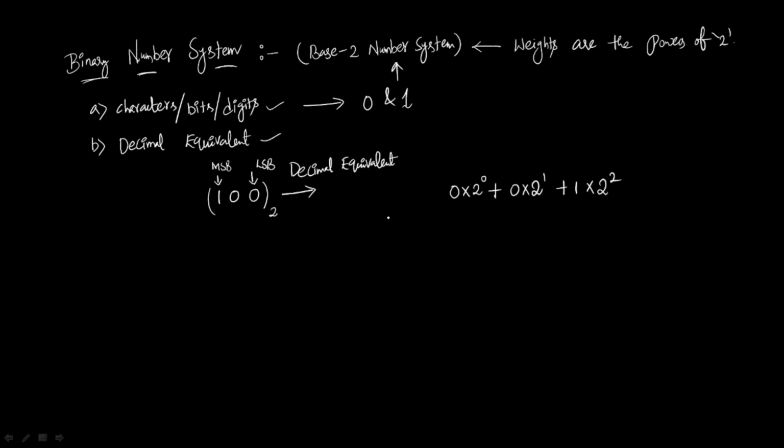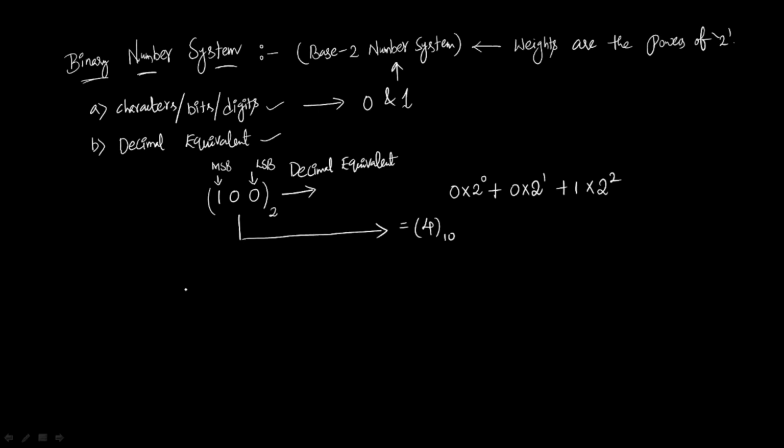So it is equal to 0 into anything is 0. Here it is 0. 1 into 2 square is 4. So 4 is a decimal number, so I can represent this with base 10. As this is a binary number, I am representing this with base 2. So the decimal equivalent of 100 is 4. Let me do one more.